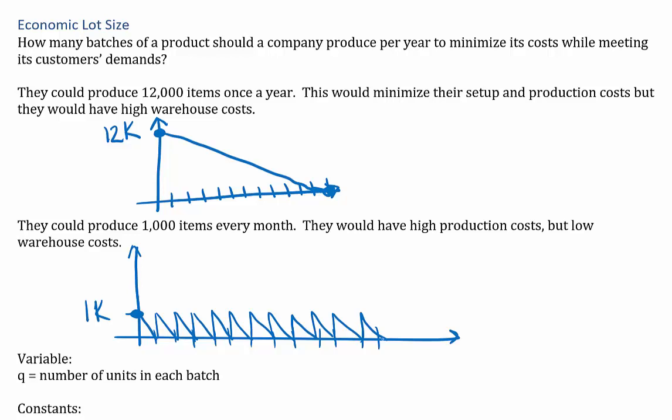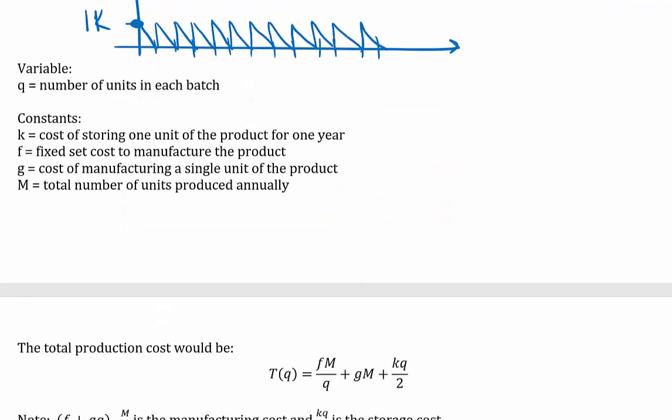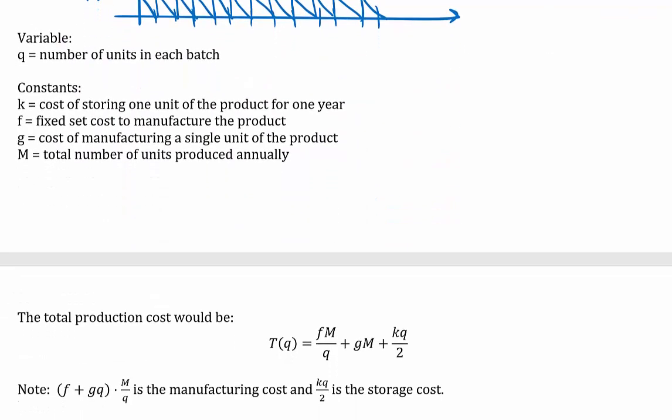And so our question is, well, what should they do? How often should they be producing their items? And that idea is the economic lot size. So I'm going to derive a formula for you, but first I'm going to give you our variables.